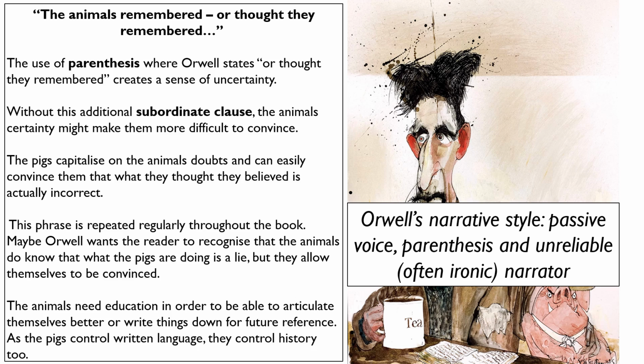Now, without that extra clause, that subordinate clause, the animals might seem quite certain. If you say "the animals remembered," it makes them much more difficult to convince. By saying "or thought they remembered," it suggests that they have doubts, and the pigs capitalise on these doubts. They can easily convince them what they thought was true is actually incorrect. Orwell uses this repeatedly through the book, and he wants us to recognise that the animals probably do know that the pigs aren't being entirely honest, but they allow themselves to be convinced.